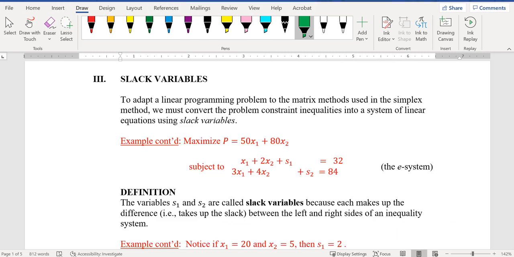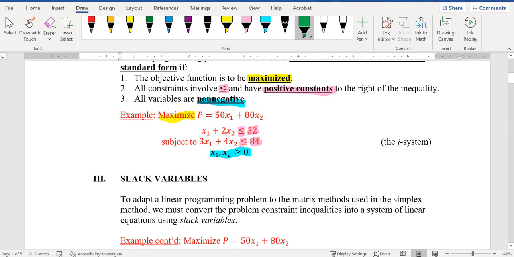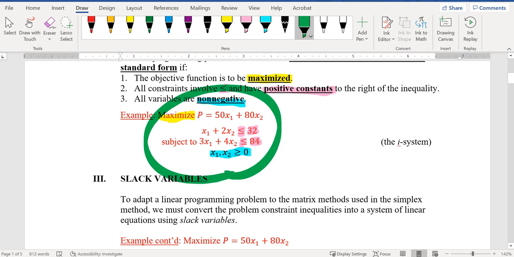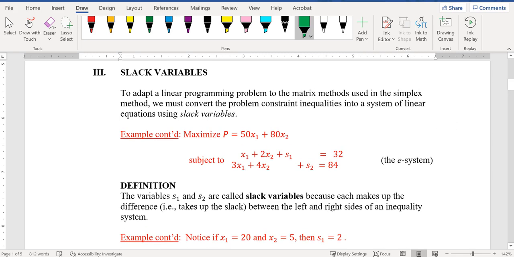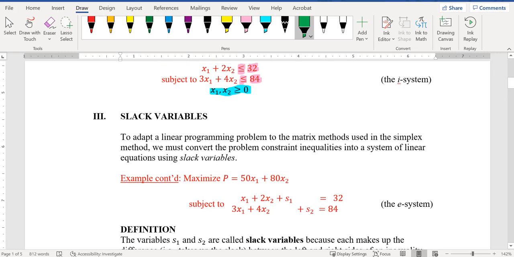Now we're going to talk about slack variables. To adapt a linear programming problem to the matrix methods used in the simplex method, we must convert the problem constraint inequalities. Remember, these were the inequalities up here. We must convert the problem constraint inequalities into a system of linear equations using what we're going to call slack variables.